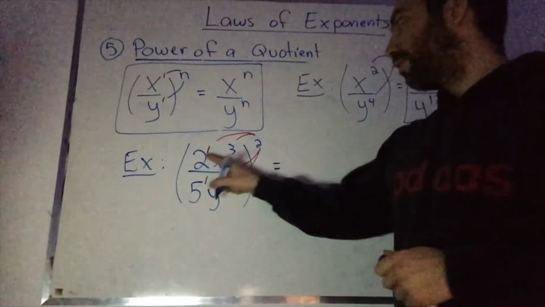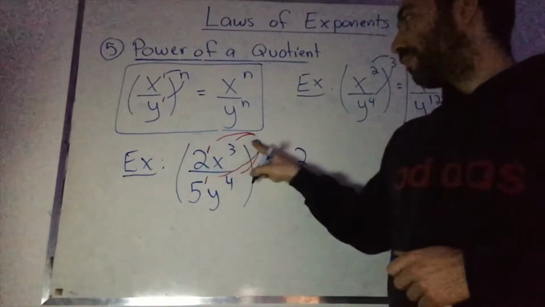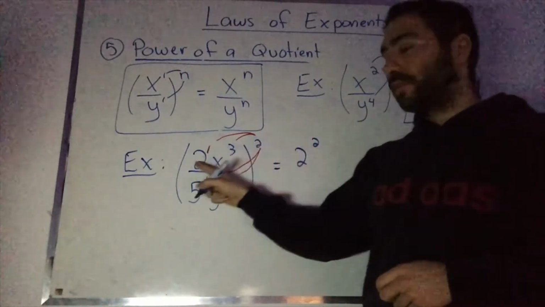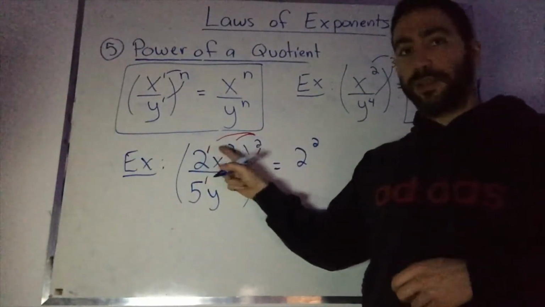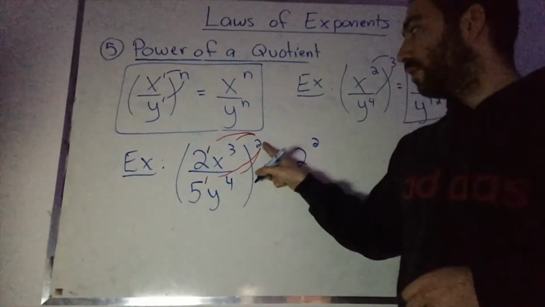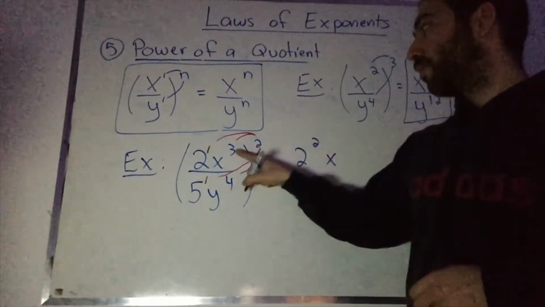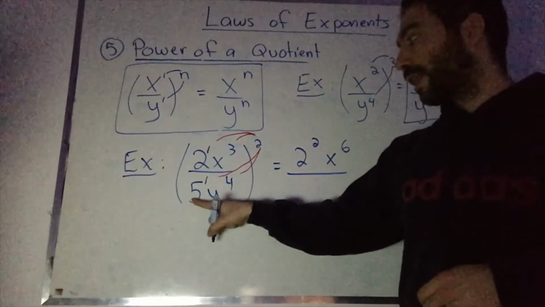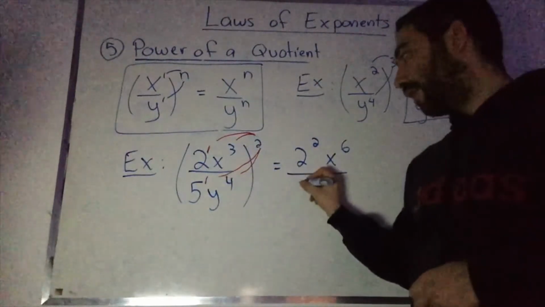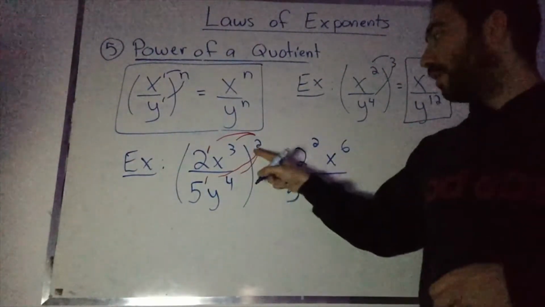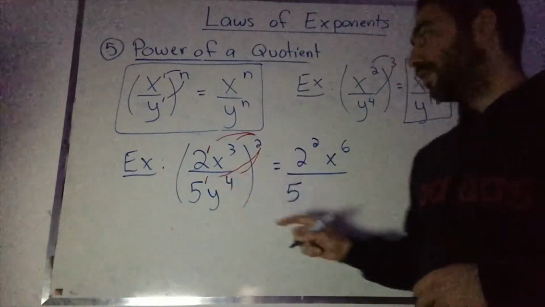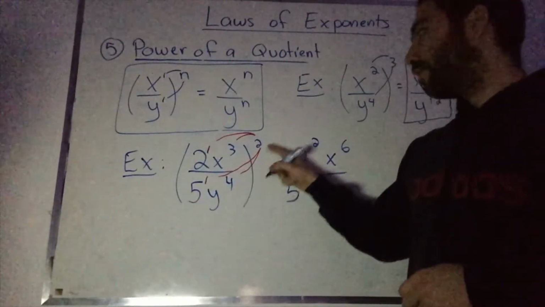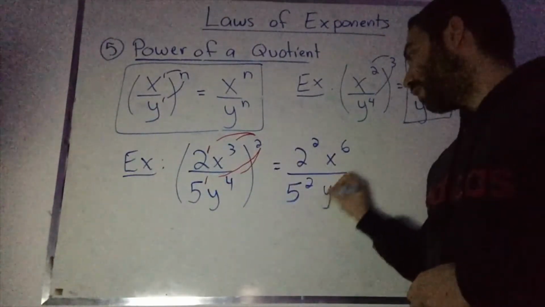So the answer to this is 2 to the exponent 1 times 2, okay? So be careful, you're not multiplying 2 times 2, you're multiplying the 2 times the exponent. And then you're doing the x, the exponent is 3, we're multiplying by 2, it's 6, divided by, again, it's not 5 times 2, you leave the 5 at the base, and you're doing exponent 2 times the exponent of the 5, which is 1, so 2 times 1 is 2. And then y to the 4 times 2 is y to the 8.